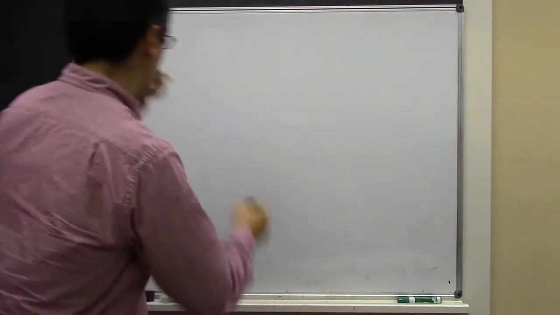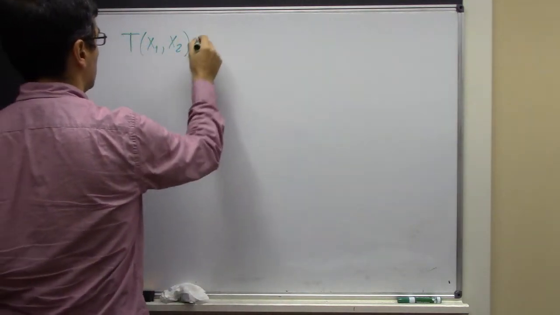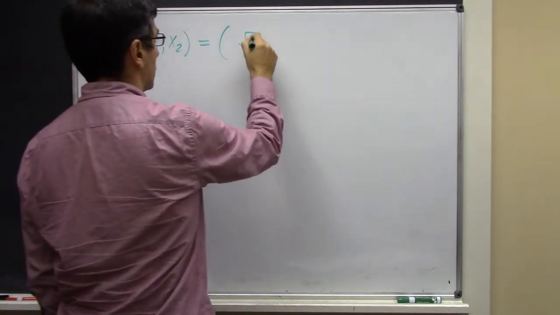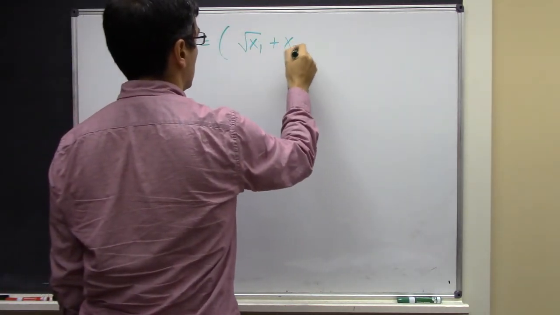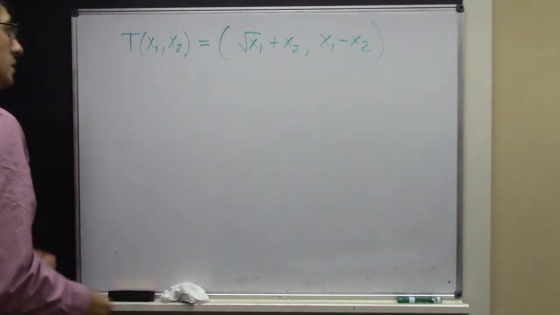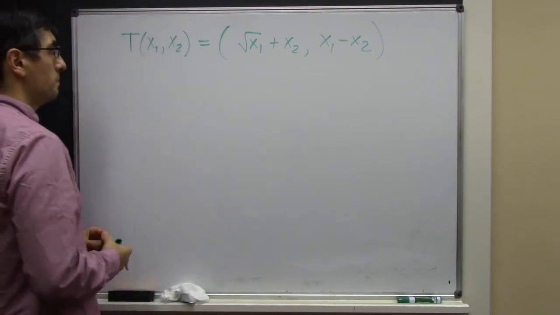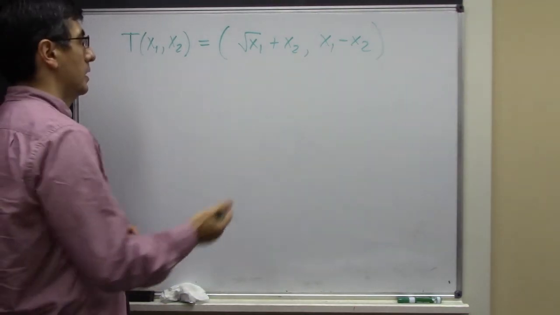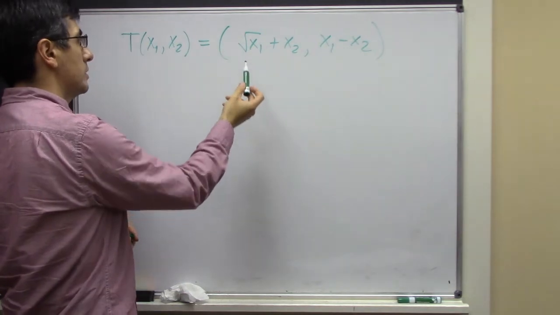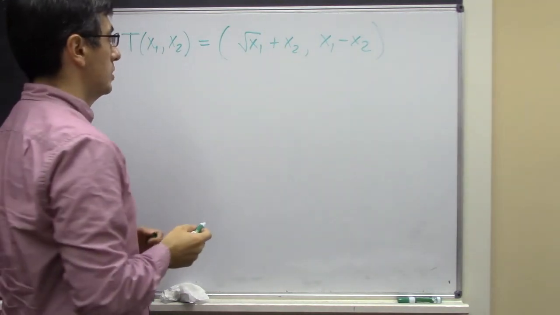Well, another example might be something like T(x1, x2) equals (square root of x1 plus x2, x1 minus x2). Is this a linear transformation or not? Well, no, it's not. And the reason that it's not a linear transformation is that this is not a linear equation, right?